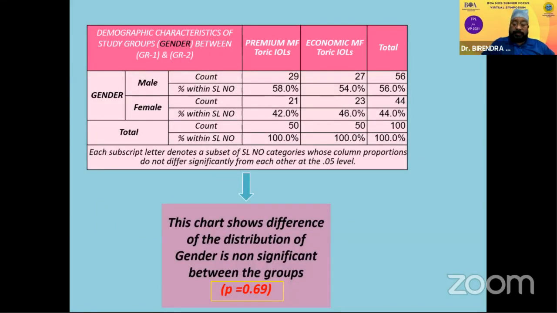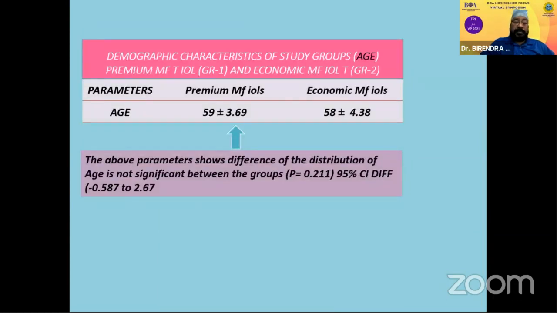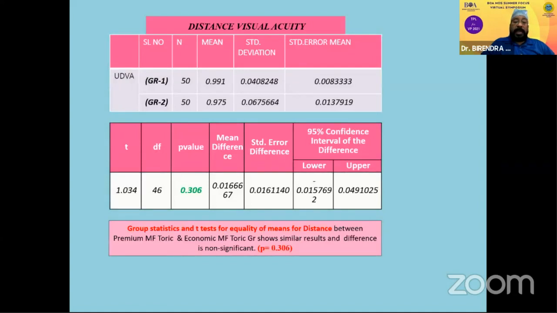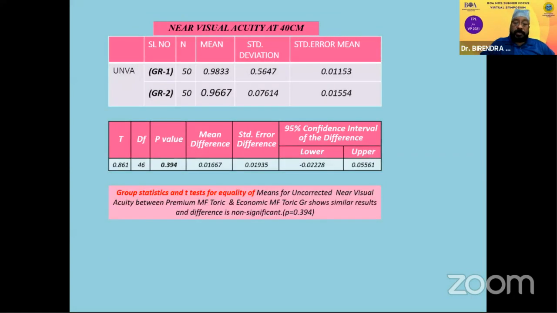When we compare, as for the genders, there was no difference. The age did not matter; there was statistically no difference. And when we compare the pre-operative data of all the eyes, parameters like spherical equivalent, the K1, K2 readings, the axial length, there was statistically no difference pre-op. And when we saw the distance vision, corrected, it was comparable and statistically there was no difference, and so was the near vision.